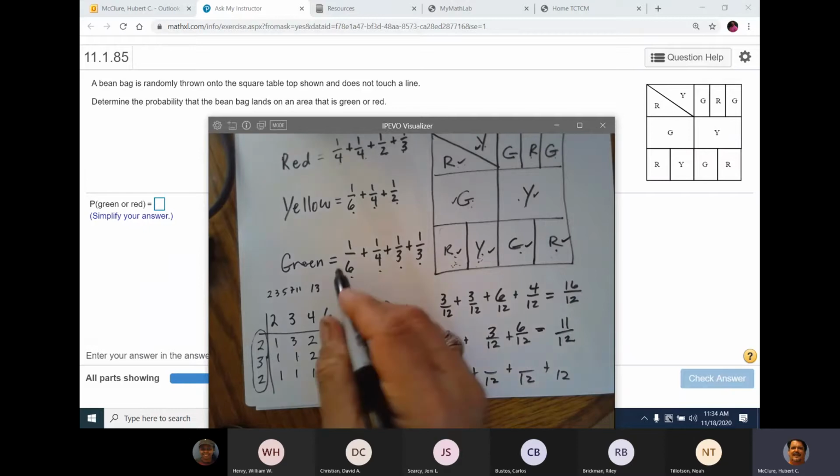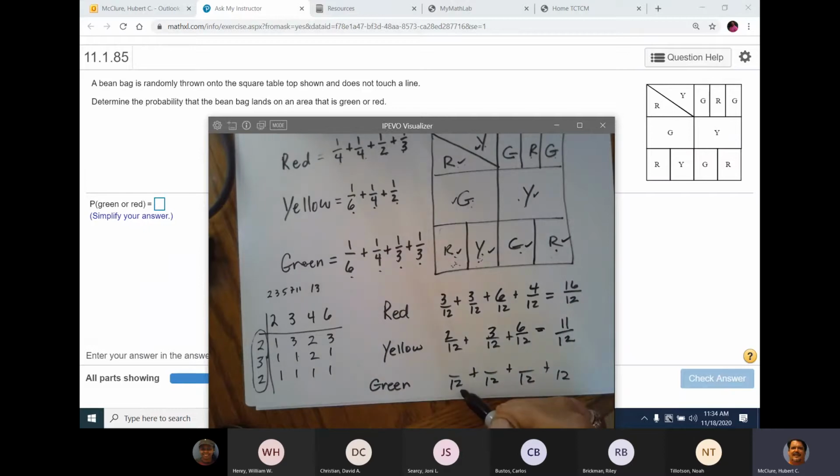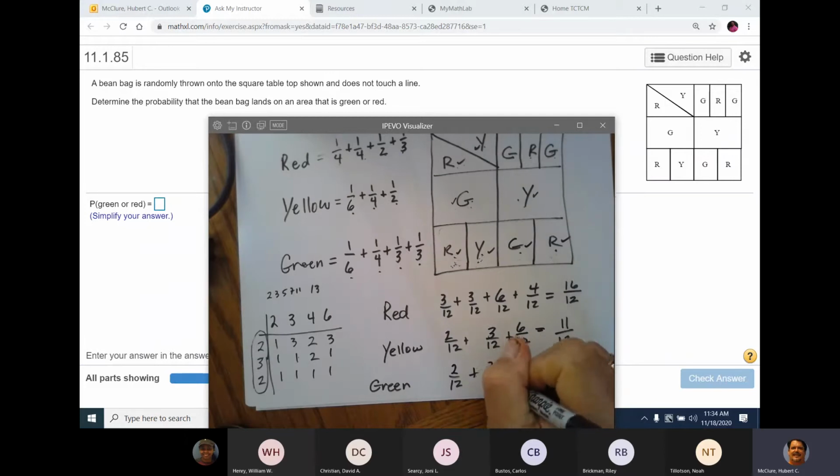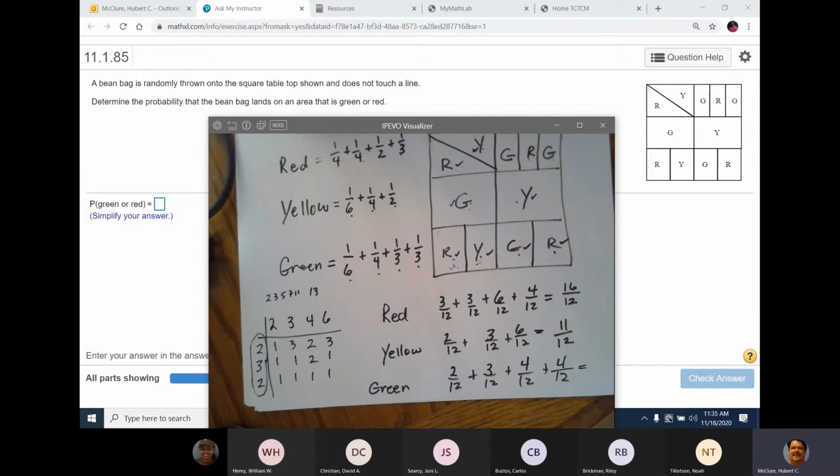And then this one, 6 goes into 12 twice, that'd be 2. 4 will go into 12 3 times, that'd be 3. 3 will go into 12 4 times, that'll be a 4, and that'll be a 4. And that will be 2, 3, it's 8, 9, 10, that'd be 13 over 12.